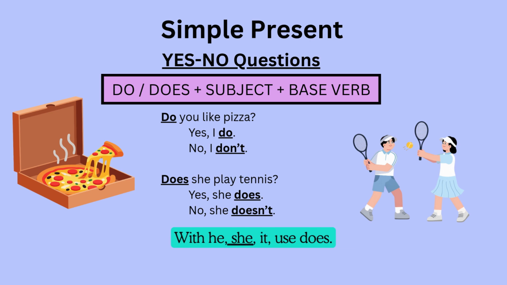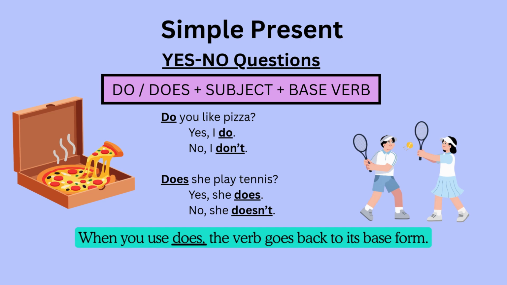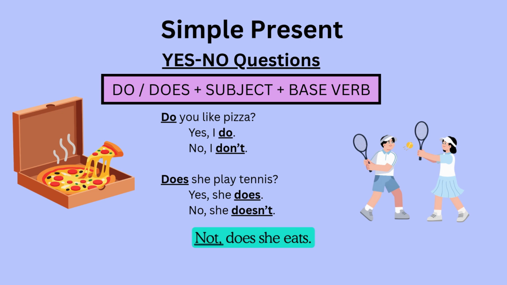With he, she, it, use does. Does she play tennis? Answer, yes, she does, or no, she doesn't. Important tip. When you use does, the verb goes back to its base form. Not, does she eats? Yes, does she eat? No S on the verb.